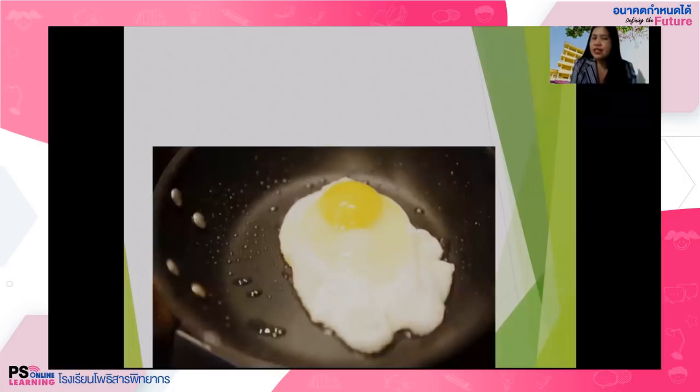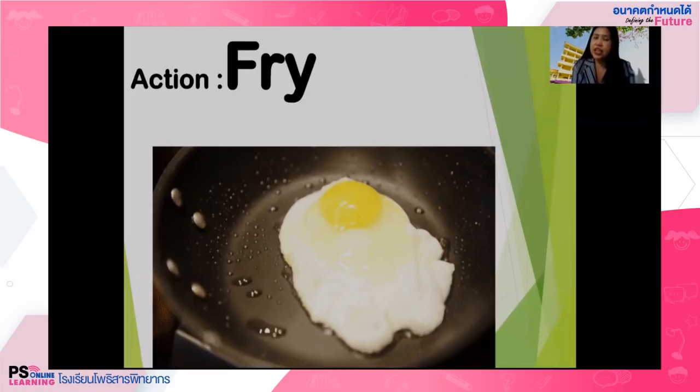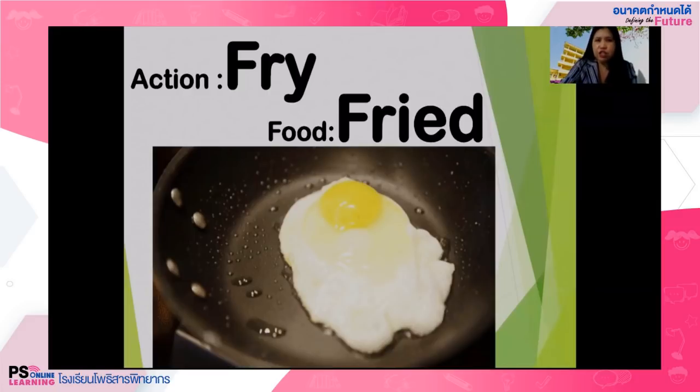Okay? So this is our vocabulary words. Look at this. What is that? So let's focus on action. The action is called fry. Okay? Fry. But when you finish, the food is already called fried. Fried. Again, the action is fry, no D sound, only fry, but the food is called fried.